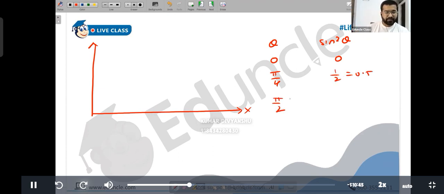You can check for sine pi by 2, sine 90. Sine 90 is 1. Then again, after 90, you can check for sine 3 pi by 2. We can directly jump. Pi by 4 is also not required. Sine 0, sine pi by 2 is 1, sine pi is 0, sine 3 pi by 2 is minus 1, but minus 1 squared again becomes 1. Sine 2 pi again becomes 0, then again 1.